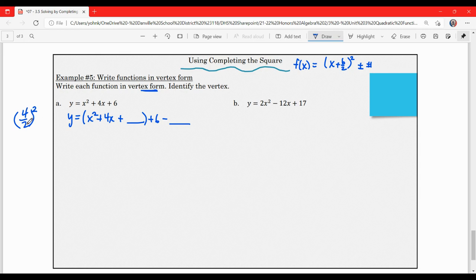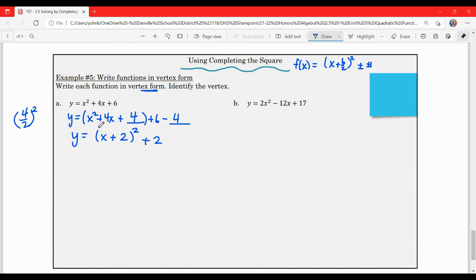So here we have 4 divided by 2, which is 2, and 2 squared is 4. So I'm going to put a 4 on both of the lines. Then we factor this like we did on the previous slide. Letter in the problem, letter in the parentheses, sign in the problem, sign in the parentheses. Half number goes next, 2. And then notice that 6 minus 4 is 2.